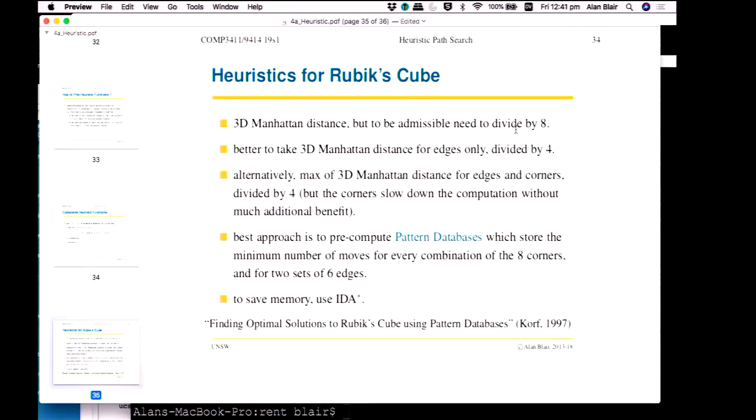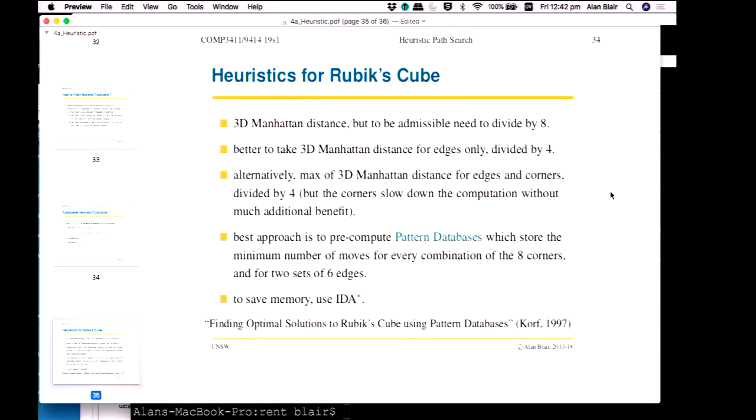I know all the edges have to be in the right place. So for each edge, I figure out the minimum number of moves required to get that edge into the right place. And I add that up, but then I have to divide by 4 because 4 of them move at once. And you could do the same for the corners, but it turns out the corners don't give you much extra benefit. Okay, so what's a better approach?